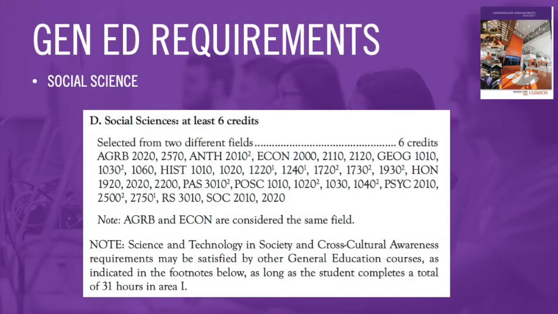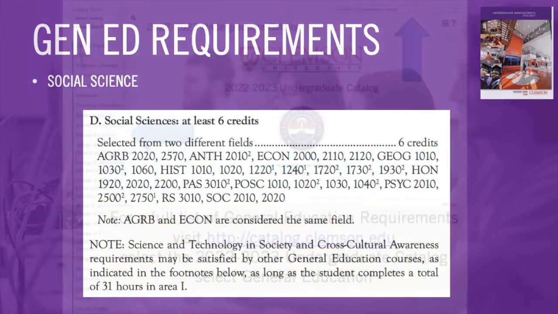General education social science requirements. You will also need to fulfill 2 social science course requirements as part of your general education requirements. Please note that these courses need to come from 2 different fields, and there are a variety of selected courses that you can take in areas of anthropology, economics, geography, history, political science, psychology, and sociology.